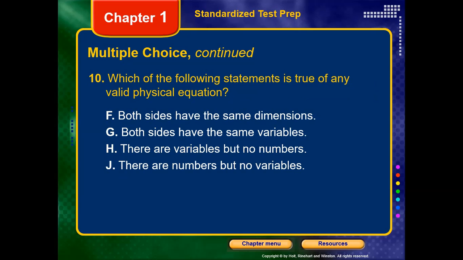Which of the following statements is true of any valid physical equation? Both sides have the same dimension. If I'm talking about kilometers per second on one side, the other side must be kilometers per second.